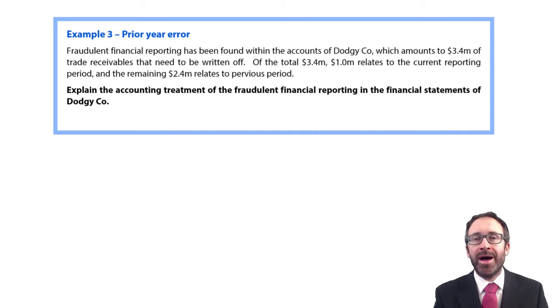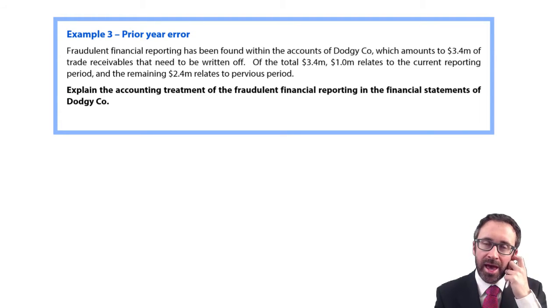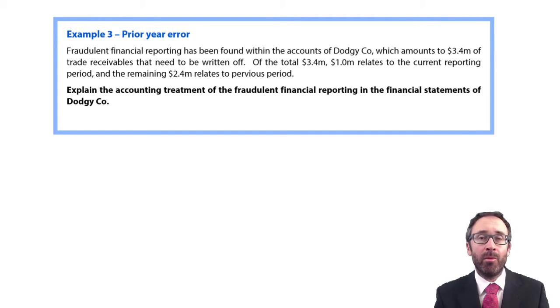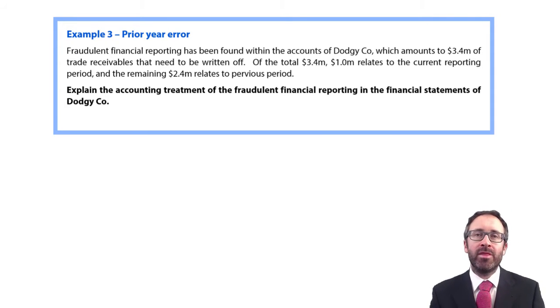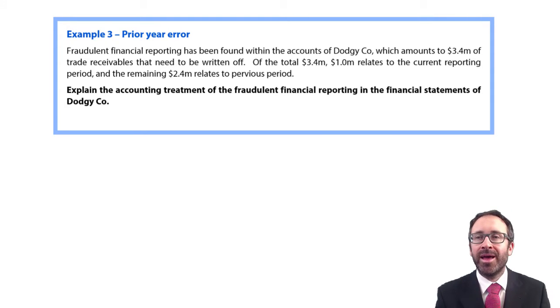Okay, so let's go through and have a look at another example with regards to prior year errors. This one is a lot more straightforward than the one that we went through and looked at previously, and it's beginning to reflect what you're likely to see now within this financial reporting exam. So let's go through and have a look at what it's about.